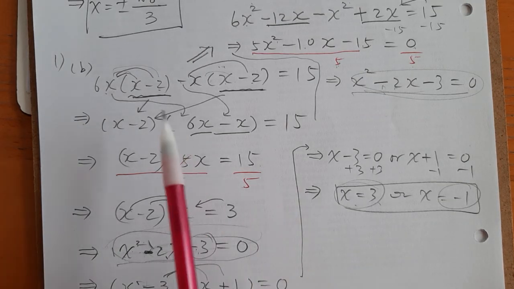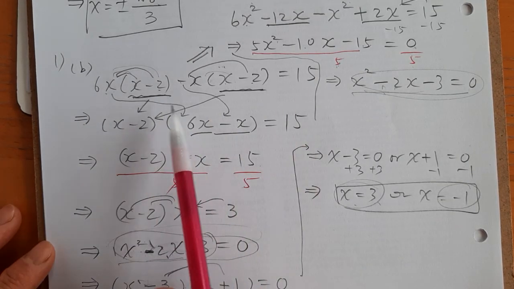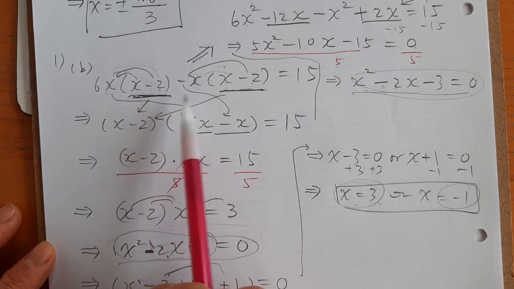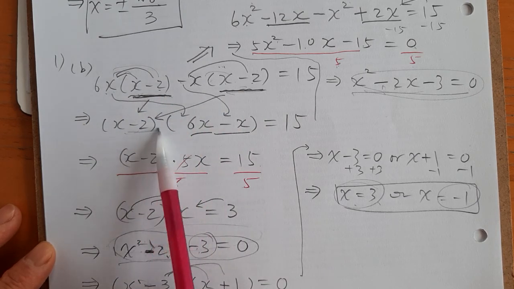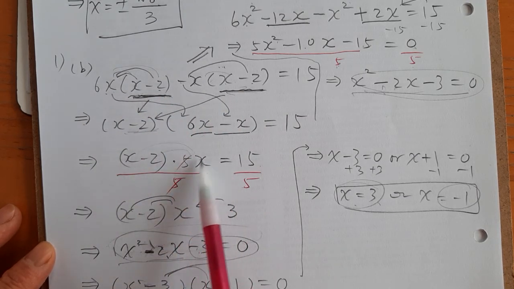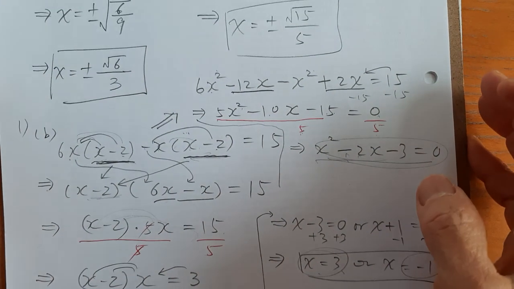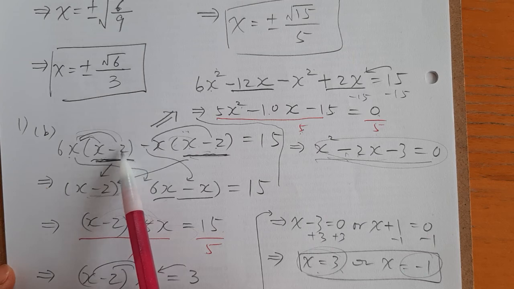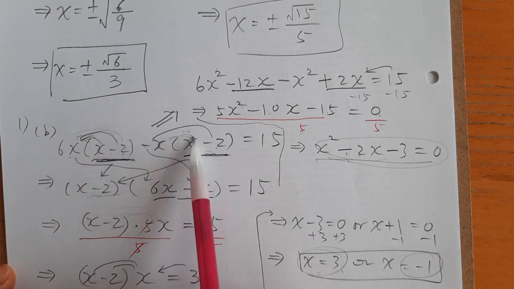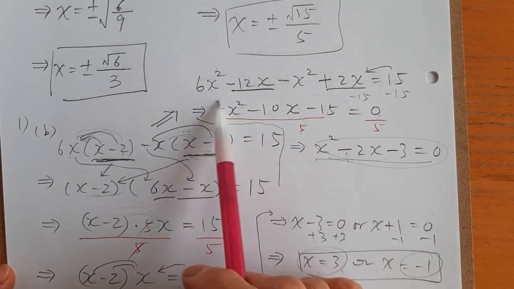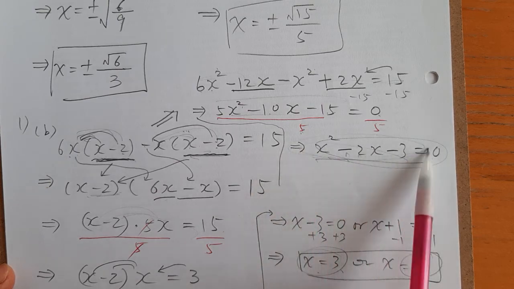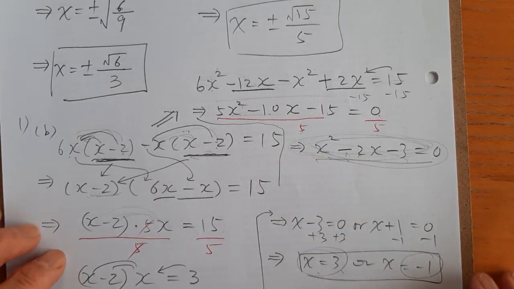So for this question, in the first method, you factor out the common factor x minus 2. Then multiply in, you will get the answer. Second method, you remove the parentheses first. Distribute in, remove the parentheses, combine like terms, and put it in standard form.